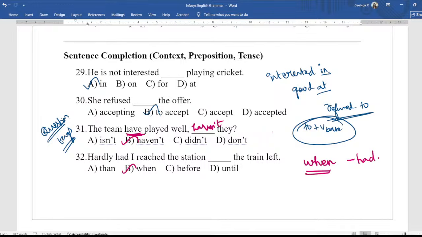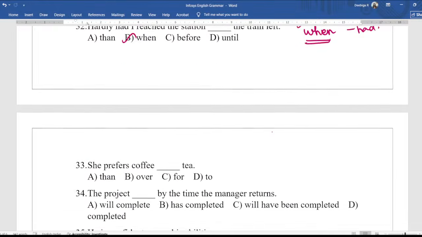Okay, I hope you understand. So always remember, just remember when had. When you see hardly had I reached, you use when here. Okay, go to the next question.